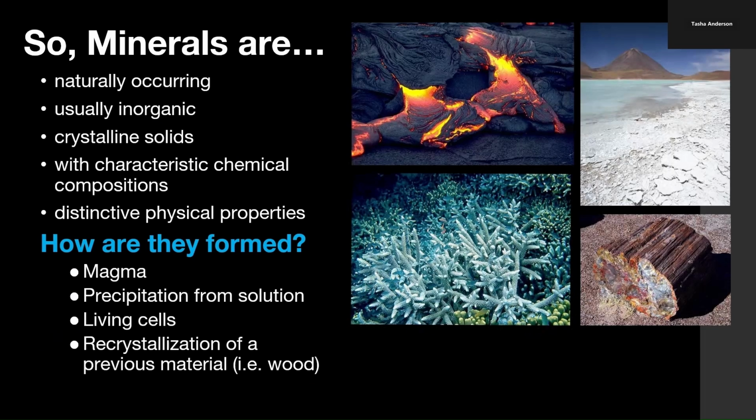So to recount, minerals are naturally occurring, usually inorganic, crystalline solids with characteristic chemical compositions and have distinctive physical properties. But how are they formed? They can be formed through a few different processes, such as magma, precipitation from solutions, living cells, and recrystallization of a previous material like wood.